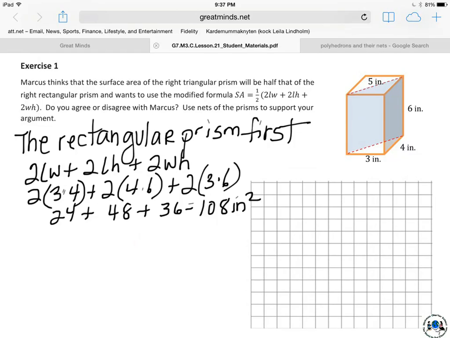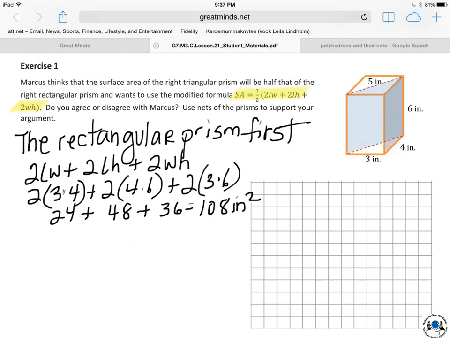And we got our 3x4 portion, which was right here. Those are the 2 bases. We had our 4x6 pieces, which were these lateral faces here, and then we had our 3x6 faces, which were right there, front and back in this case.